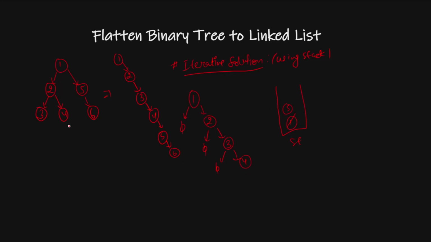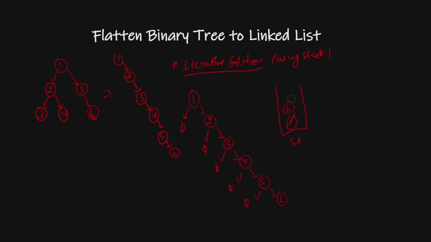Once I pop, left and right are null, so I will push nothing here. Then I will point its left to null and its right to the top, and top is 5. Now I will again pop here. Once I pop from here, do we have its left? No. Do we have its right? Yes. So we will push its right here, and now we mark its left to null and its right will be 6, which is our stack top.